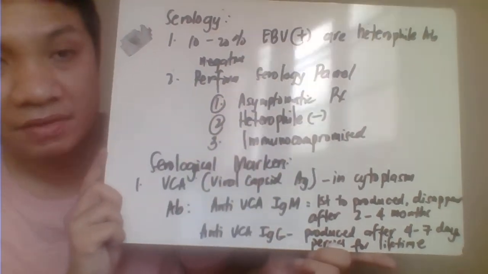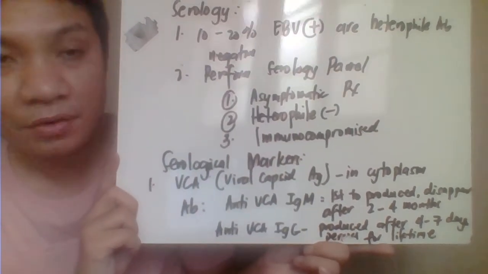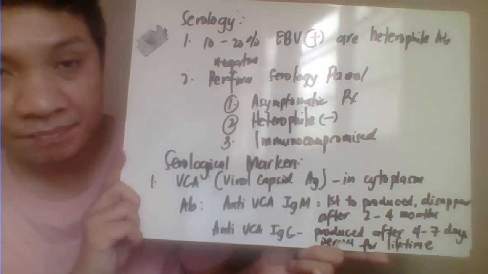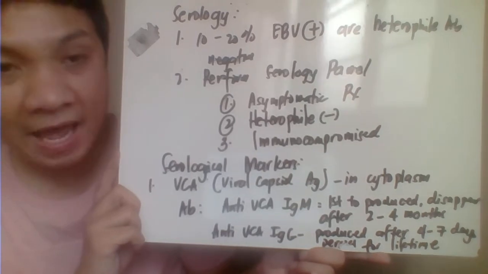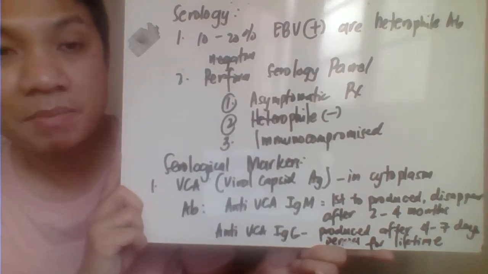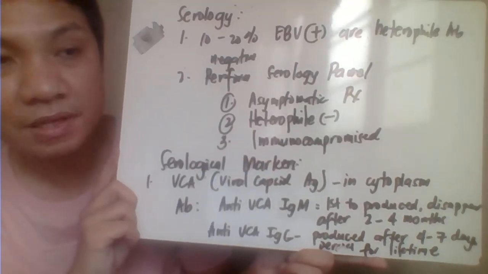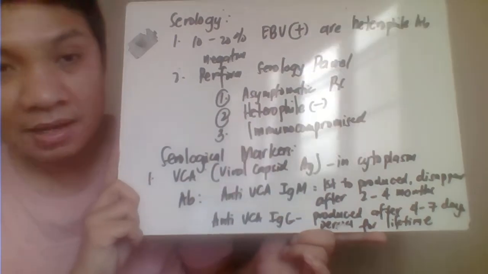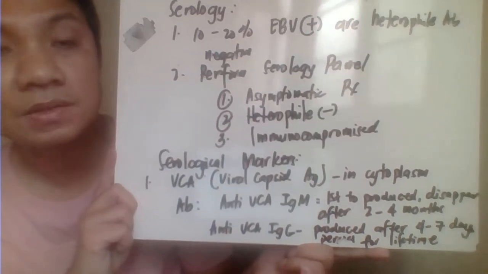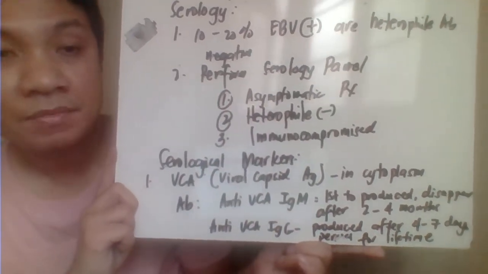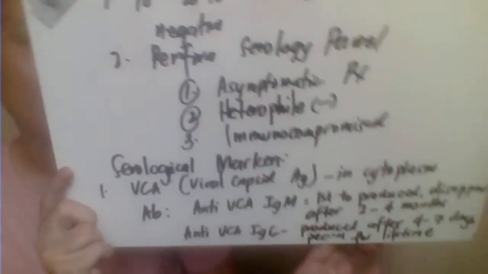The first one, we have here the VCA, the viral capsid antigen. It could be found in the cytoplasm. So corresponding antibody, we have your anti-VCA IgM antibody. So this is the antibody that is being produced the earliest time. But the problem with that antibody is it tends to disappear immediately. On the other hand, anti-VCA IgG antibody is being produced here 4 to 7 days after the infection. And once you are infected, you produce this antibody, and this antibody persists for the lifetime. Andun pa rin siya, signifying that you have a past infection with the Epstein-Barr virus.